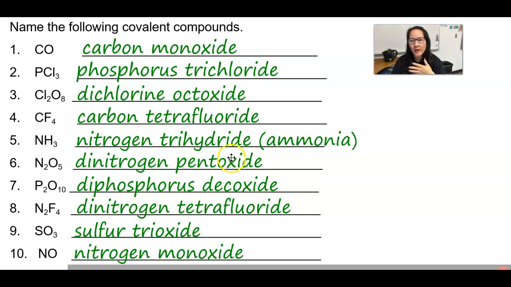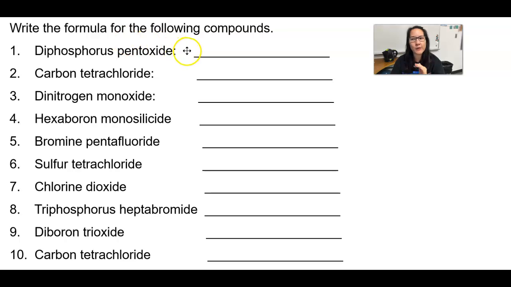Notice that in a few places, for example, at pentoxide, it's not penta-oxide. We got rid of the A at the end of penta and just said pentoxide. Also, on monoxide, instead of monooxide, we got rid of one of the O's, and so it's just monoxide. Now, write the formulas for each of the following compounds. Pause the video, and then after you've finished writing all the formulas, unpause the video to check your answers.